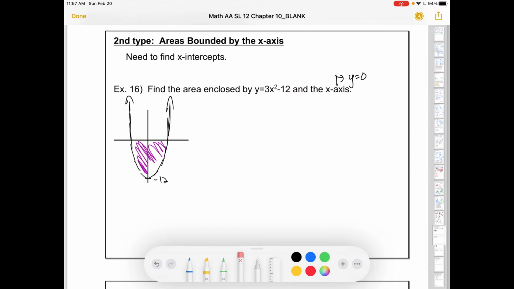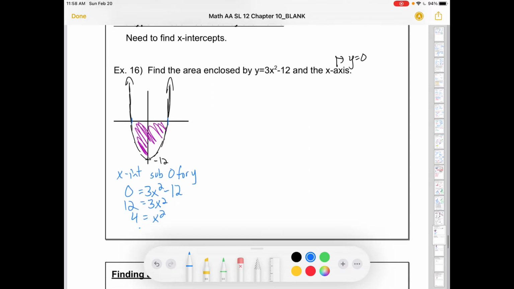And to do that, I need to figure out where these x-intercepts are. So if you're hunting down x-intercepts, you sub 0 for y. So 0 equals 3x squared minus 12. You can solve this a variety of ways. I'm just going to bring the 12 over and divide by 3. And that tells me that x is plus or minus 2. So here's one x-intercept, here's the other x-intercept. Now we're ready to go.